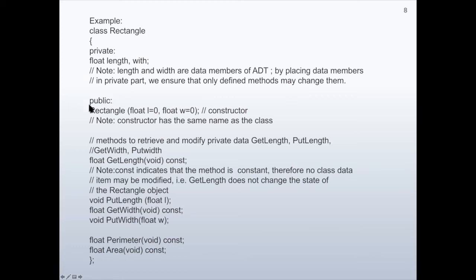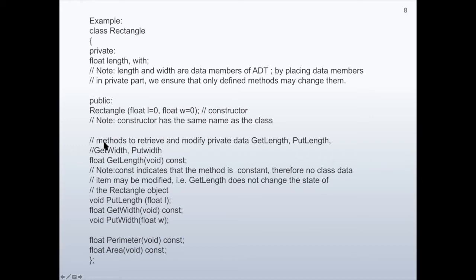And as the public part, we have the constructor. We have floating number L, the default value is provided as 0, and floating variable W, the default value is set to 0. This is the constructor. Note that the constructor has the same name as the class. The name of the class is rectangle, and also the name of the method is rectangle for the constructor.